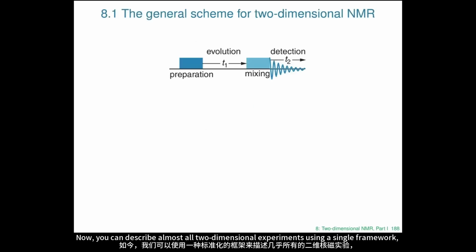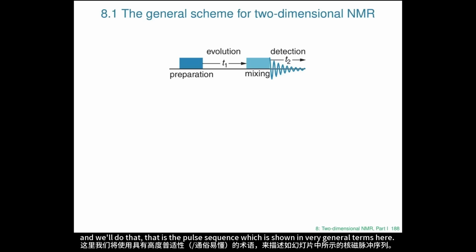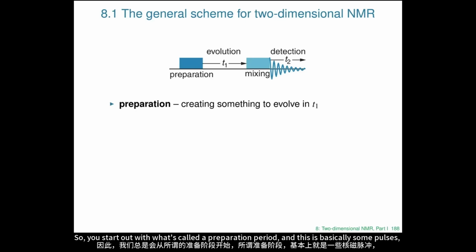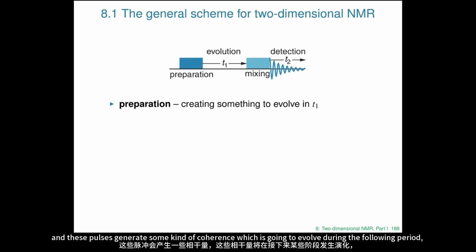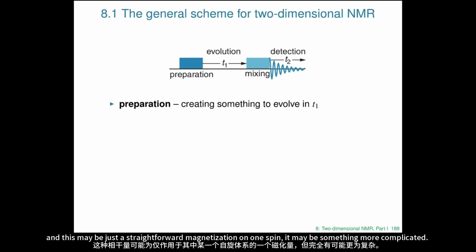Now, you can describe almost all two-dimensional experiments using a single framework, and we'll do that. And that is the pulse sequence, which is shown in very general terms here. So you start out with what's called a preparation period, and this is basically some pulses. It may just be as simple as a single pulse, or it may be something much more complicated. And these pulses generate some kind of coherence which is going to evolve during the following period. And this may be just a straightforward magnetization on one spin. It may be something more complicated.